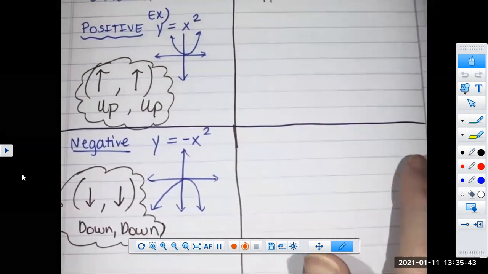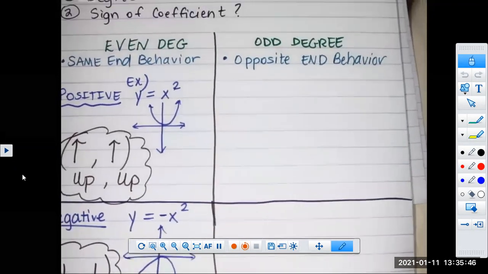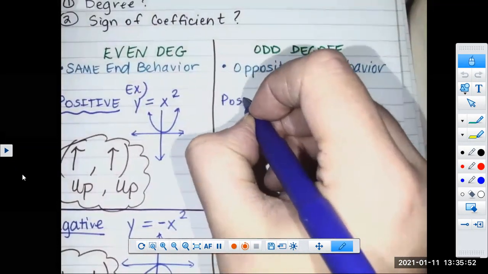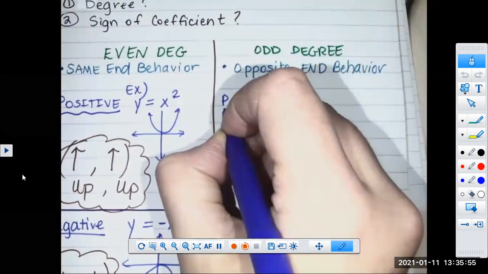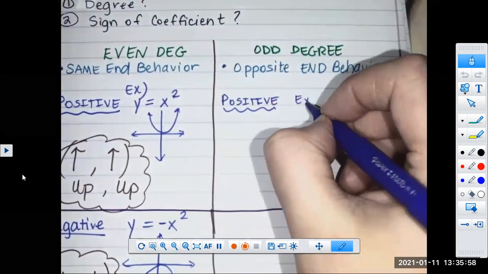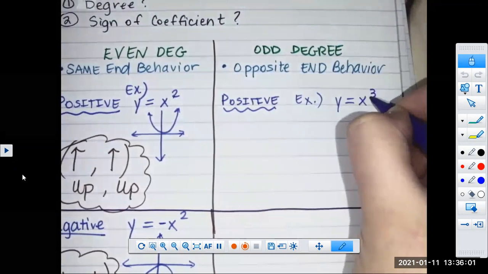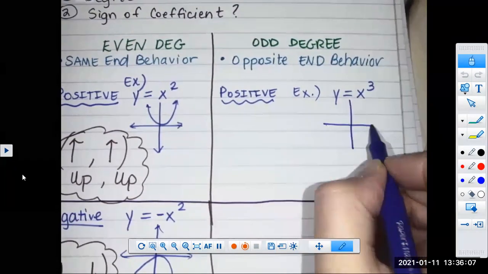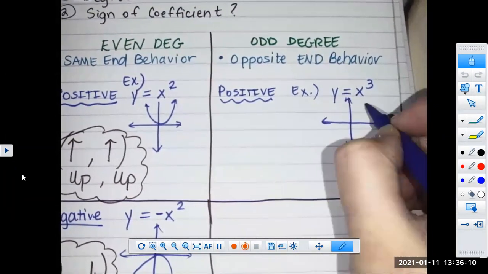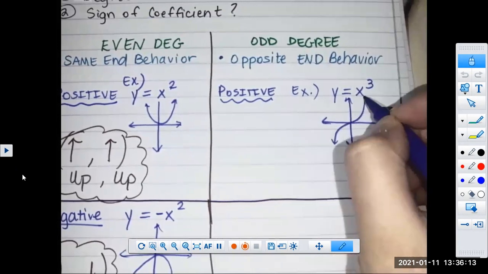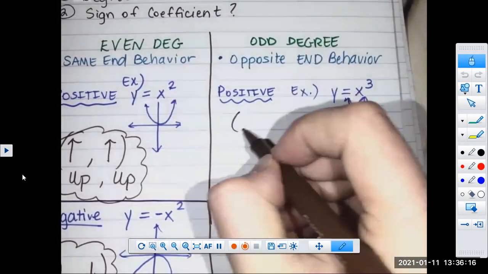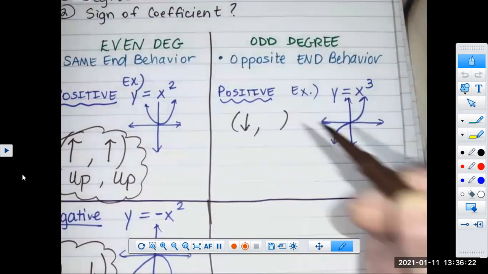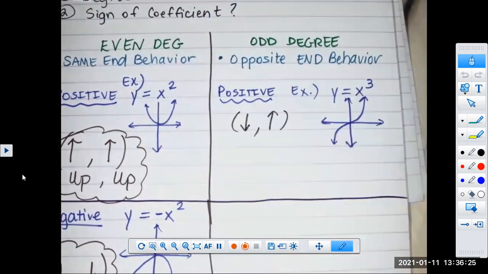Okay, good deal. All right, let's look at what happens when your degree is odd and you have a positive coefficient. An example would be y equals positive x cubed. The graph of y equals positive x cubed looks like this. So what is it doing on the left side? Good. It's going down on the left side and it's going up on the right side.